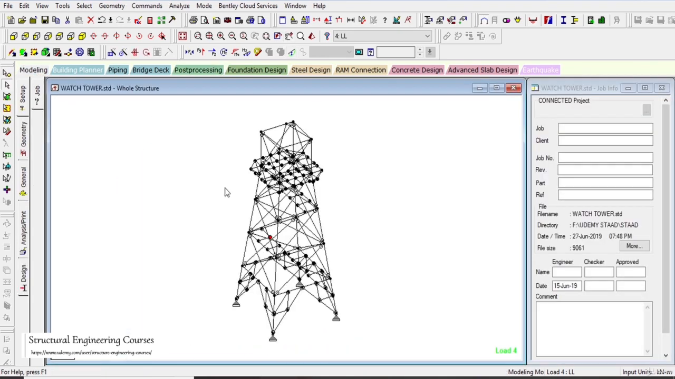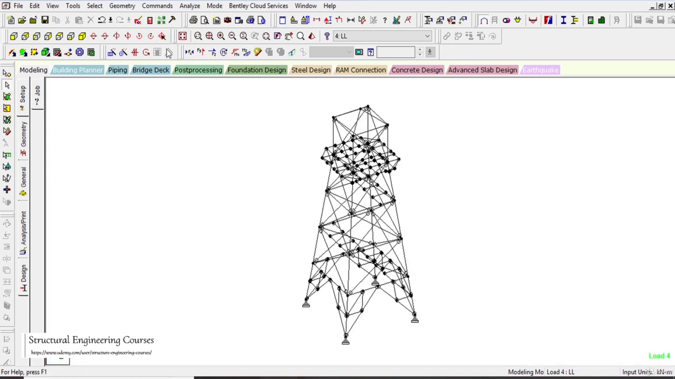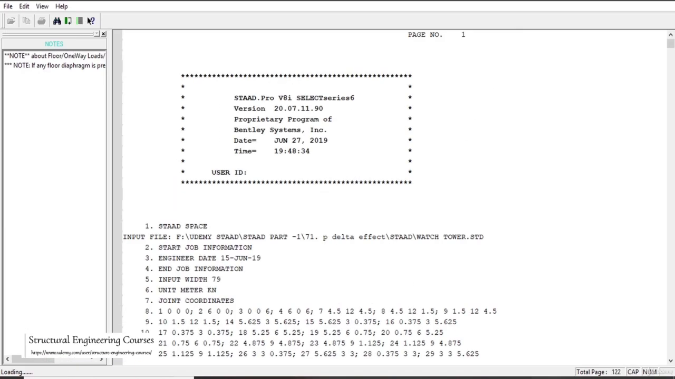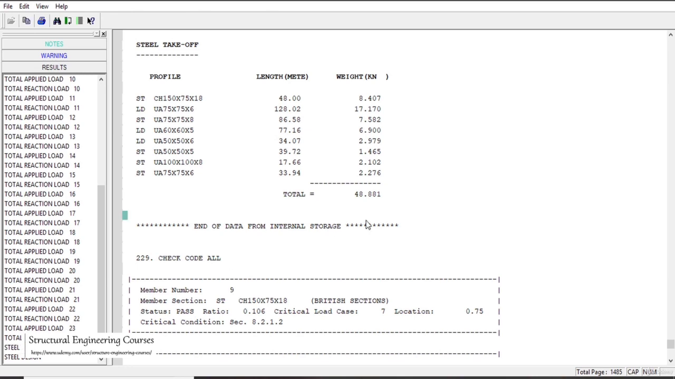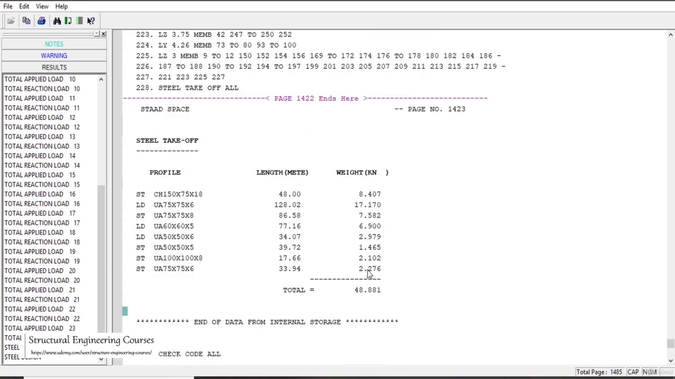So overall, I must say that there is still a lot of scope in this watch tower to economize, but due to the shortage of length of the lecture, I am restricting my lecture up to this point only. In the end, we shall see how we can check the weight of the steel structure also. So we can open the output file here, go to the results, and left click on steel takeoff. Here we can see that the total weight of this watchtower is 48.881 kilonewton. In that, channel 150 takes up 8.4 kilonewton.